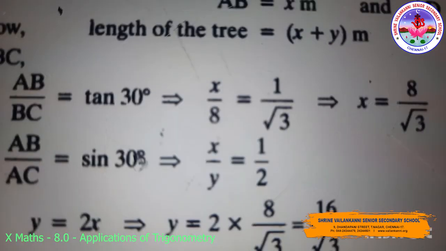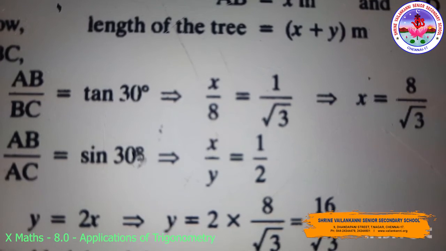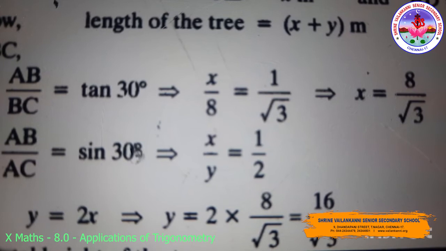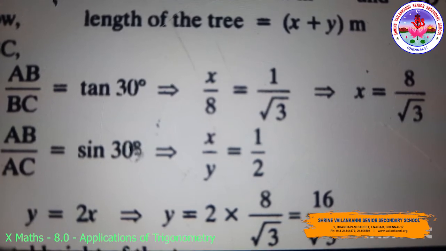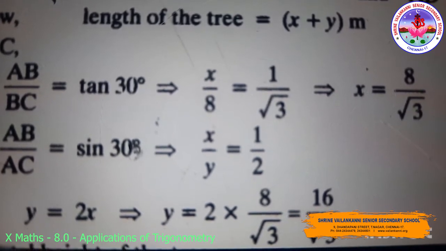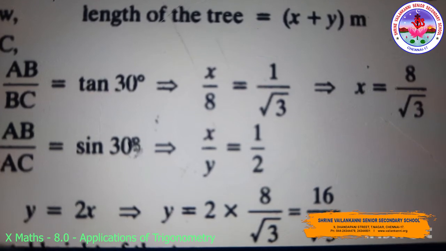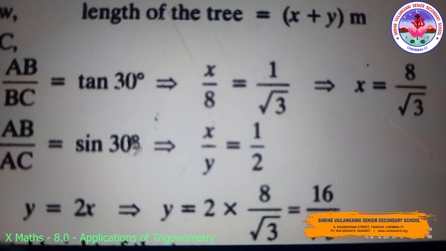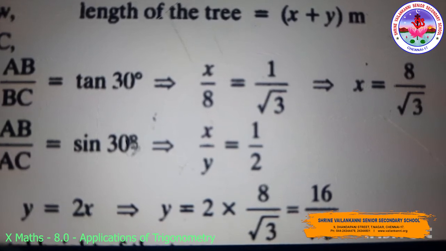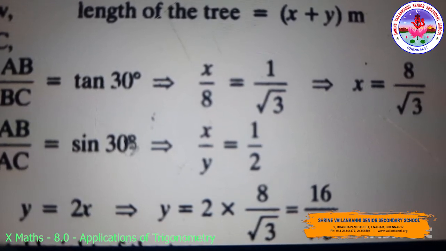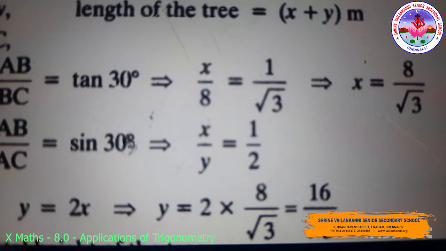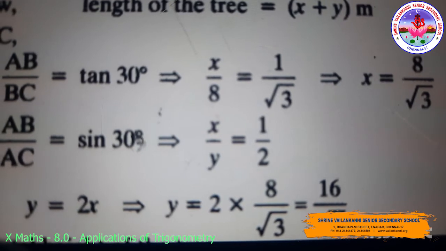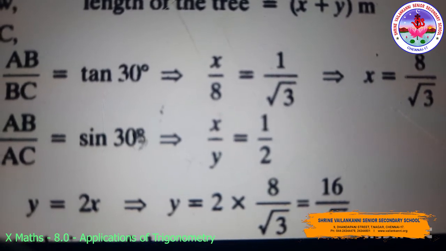Now we need to find the value of y, that is AC, the hypotenuse of the triangle. We know that AB is equal to 8 by root 3, so that is the opposite side of the given triangle. So using the trigonometric ratio sin theta, which is equal to opposite by hypotenuse, since I know the opposite side, we can find out the hypotenuse through the sin theta. Where theta is equal to 30 degree, I'm writing sin 30 is equal to AB by AC.